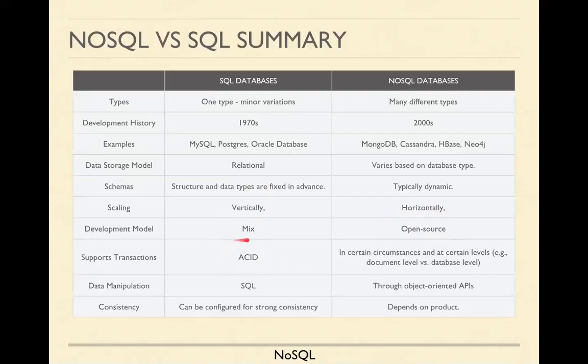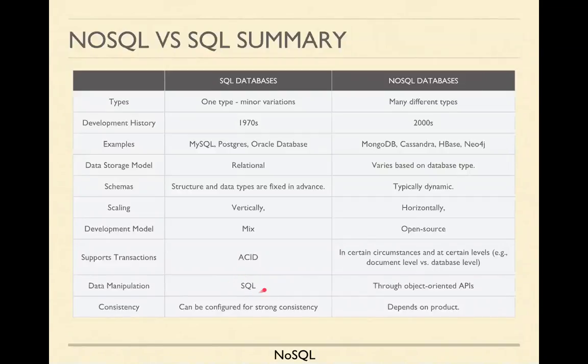Support for transactions. All the SQL databases follow the ACID properties: atomicity, consistency, isolation, durability. Just look into ACID properties if you're confused about it. It's important to learn. And in the case of NoSQL databases, the level varies from database to database.